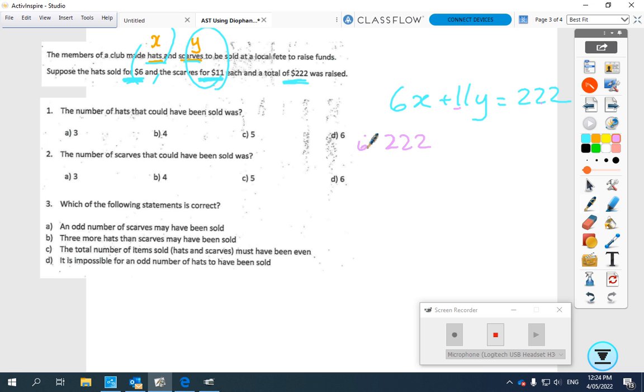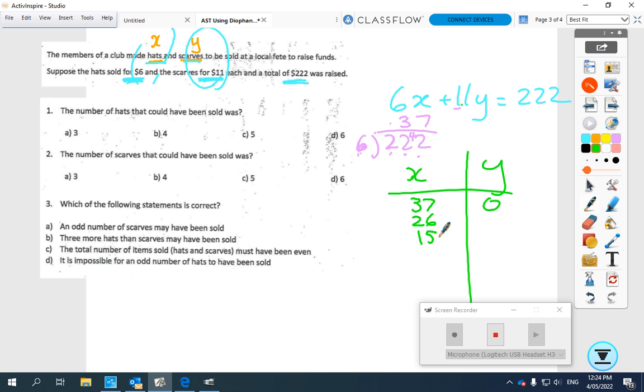222 divided by 6. 6 into 2 doesn't go. 6 into 22, 6 3s are 18, and 4 left over. 6 7s are 42. So there's our first answer. X is 37 and y equals 0. So the x number will change by 11: 26, 15, 4, and then we go negative. The y number will change by 6s, 6, 12, 18. There's all our answers.